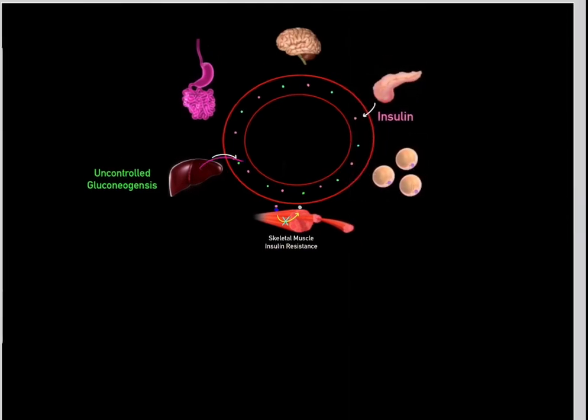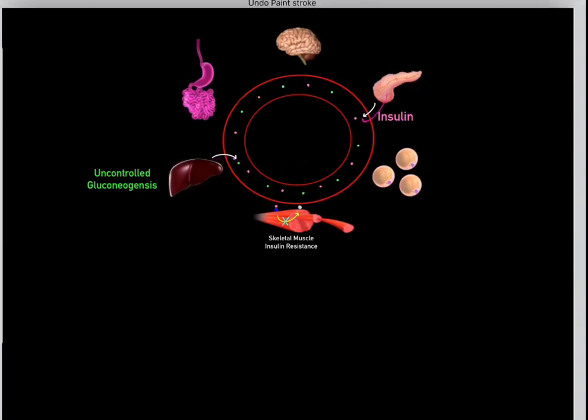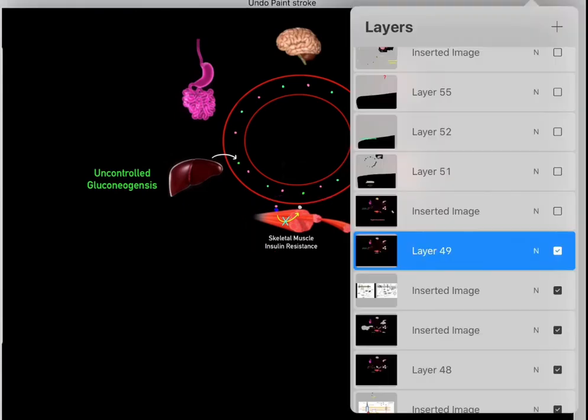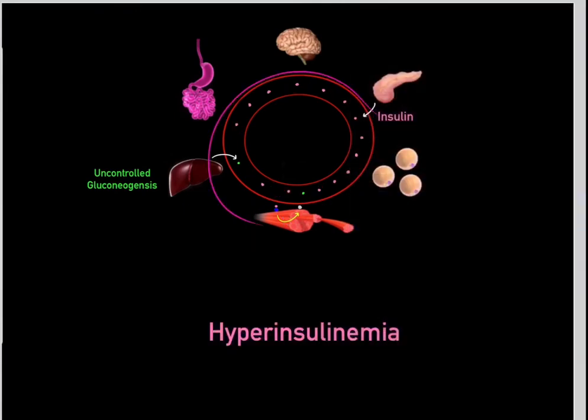So again, we're going through uncontrolled gluconeogenesis. So to compensate, the pancreas has to release a lot of insulin. And that insulin is going to tell the skeletal muscle to take up the glucose molecules. But because the skeletal muscle is insulin resistant, the pancreas is going to have to release excess insulin, so that's going to lead to hyperinsulinemia.